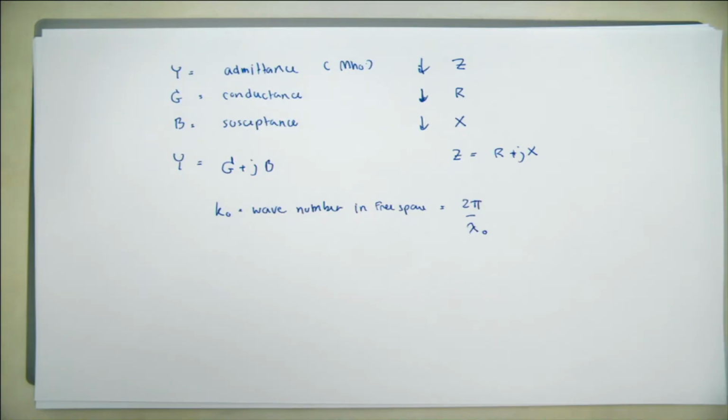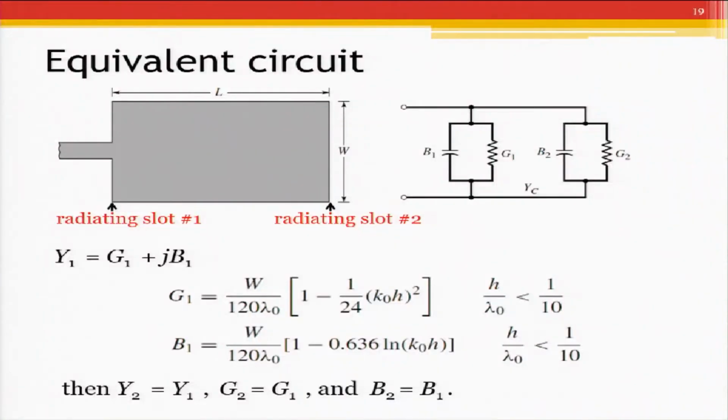The difference between K naught and beta is actually the same. If we talk about free space, they're actually the same, they just use different symbols to represent it. Now, in G1 there's a condition, though. The condition says that in order to use this equation, the thickness of the substrate over the operating wavelength must be less than 1/10. Usually that's the case, so it should be no problem. And B1 is represented by this equation with the same condition.